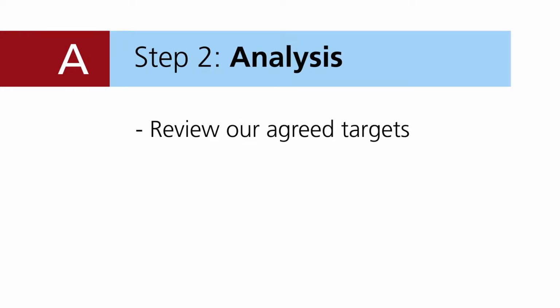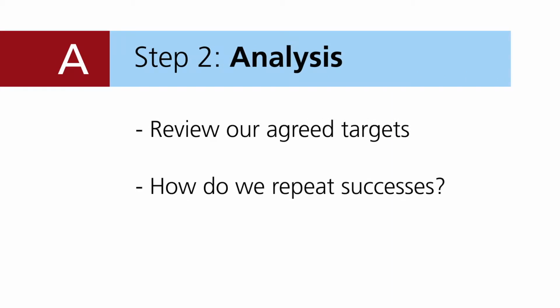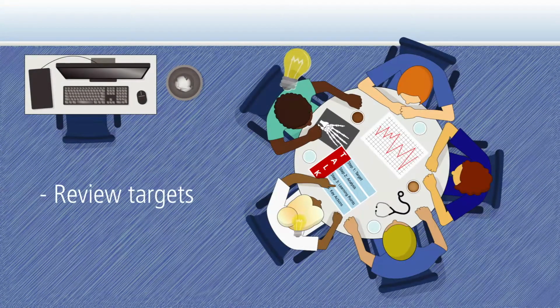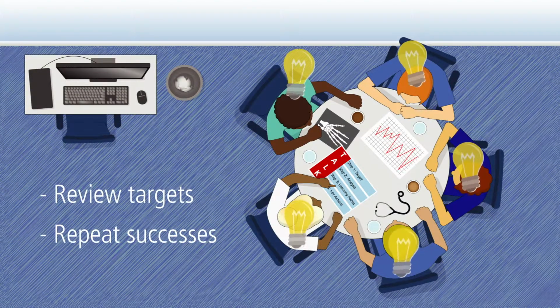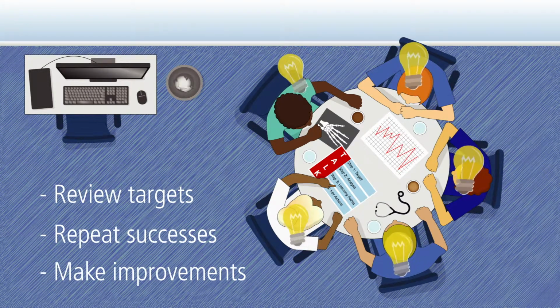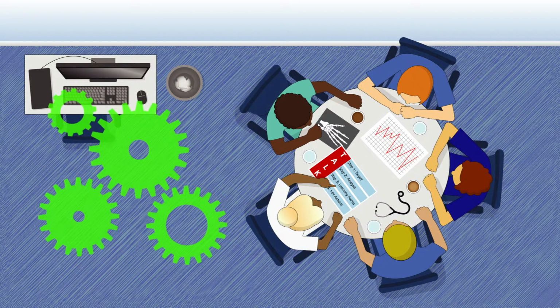Analysis. Team members review the agreed target, in particular, how to repeat successful outcomes or identify areas for improvement. This went very well. How can we do this again? This was challenging for us. How can we do things better next time? As part of this step, team members propose improvement actions.